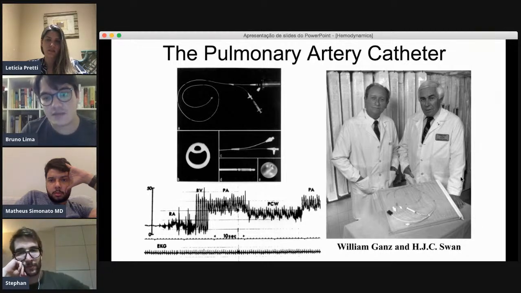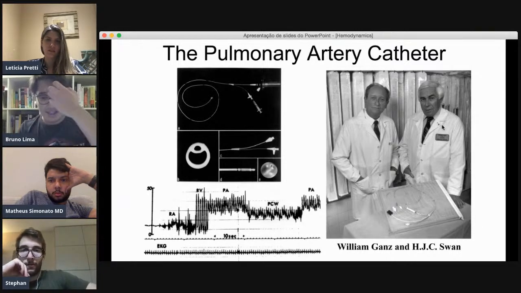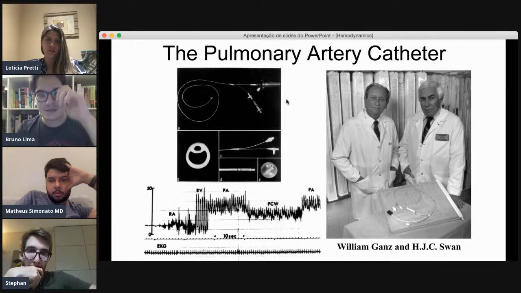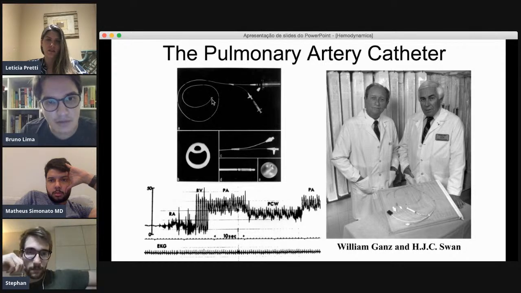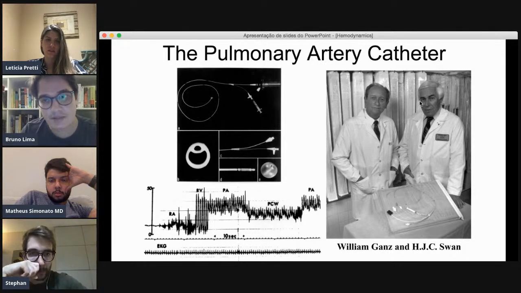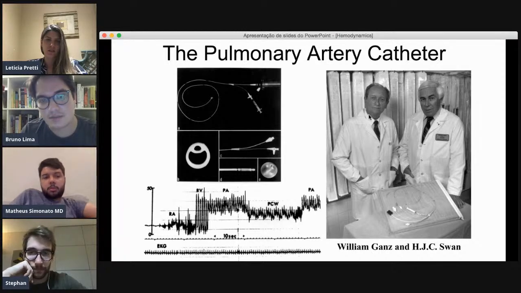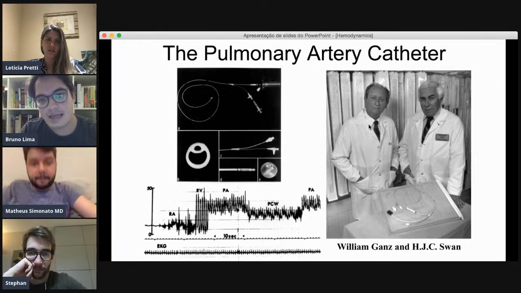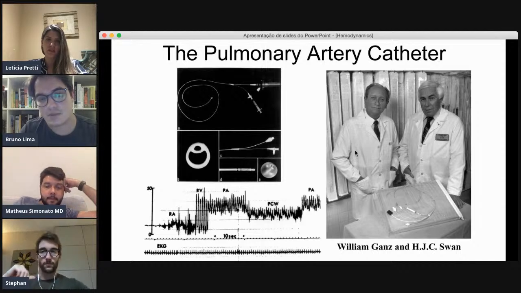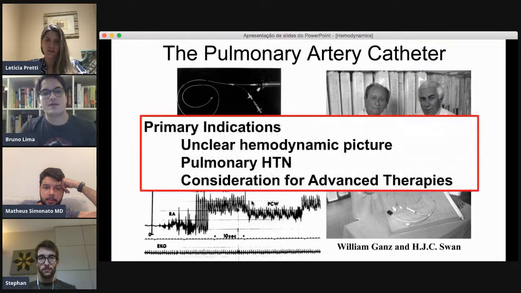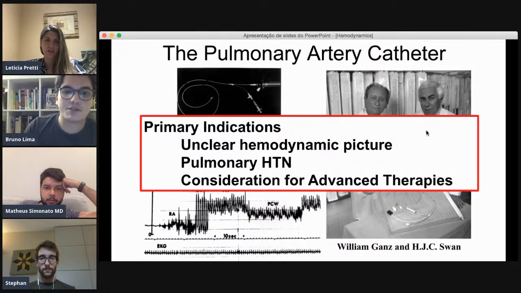Here you have William Ganz and H.J. Swan, who invented the catheter. It has a little balloon here. You implant it in the patient's neck, and it goes up to the distal PA, and there's a little balloon here that after you inflate it, you can get the pulmonary wedge pressure. Okay.